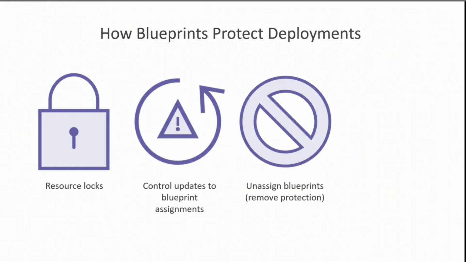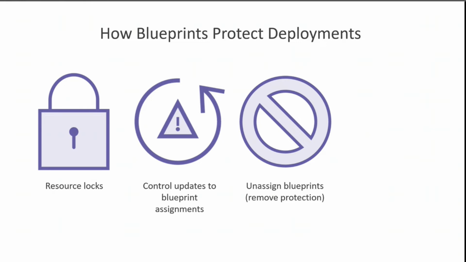You'll see that in the demo in a second. So what are we doing through these mechanisms when we assign a blueprint? We're protecting the environment against modification there instead of in the blueprint. We're controlling updates to the blueprint assignments, right? We have RBAC for the blueprints themselves. You can remove protection by unassigning a blueprint.